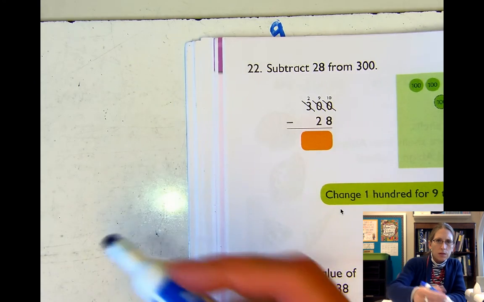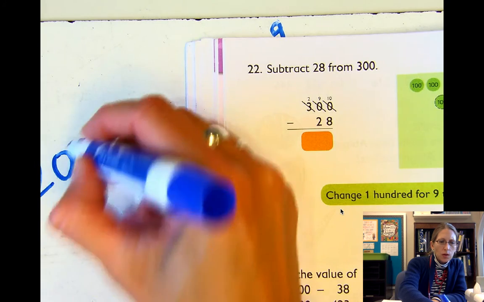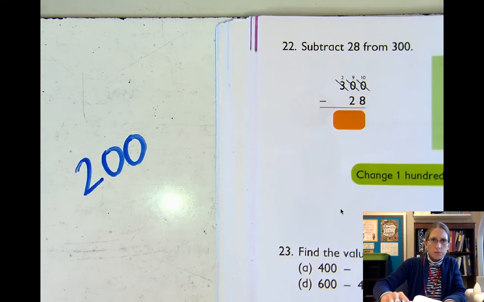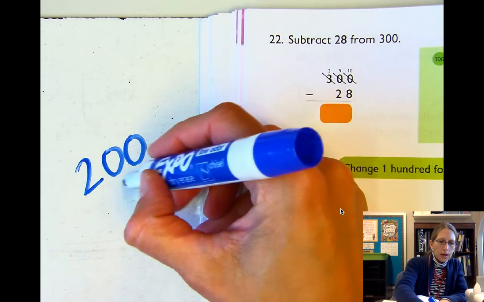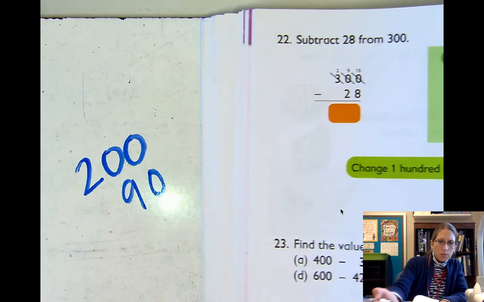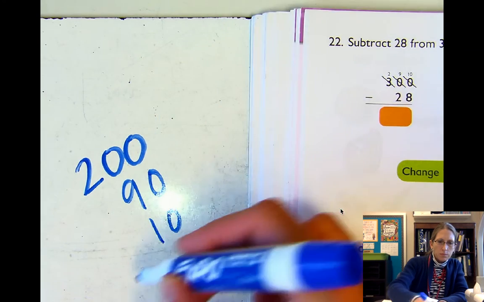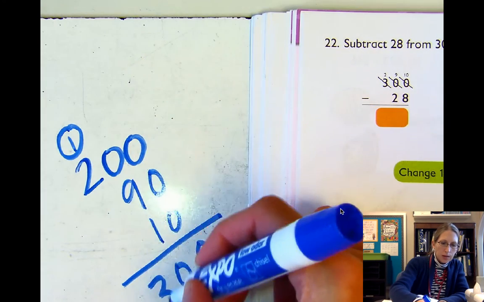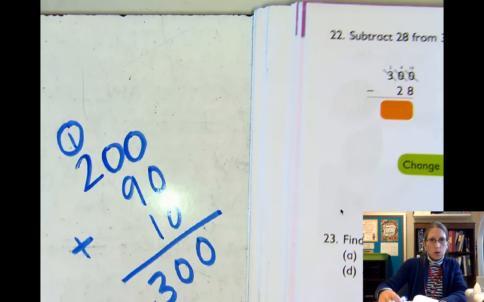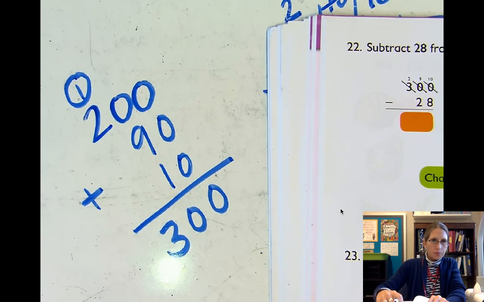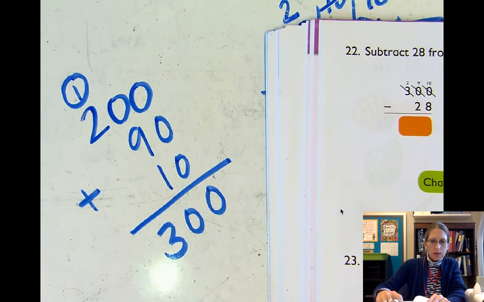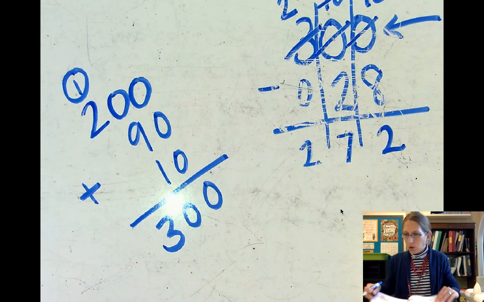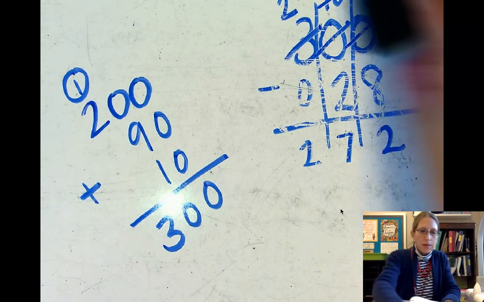Well, let's see. They have 200, oops, 200, 9 tens, plus 10 ones. Oh yeah, look at that. So we still have 300. So they are just renaming this in a different way. But again, I would encourage you to take it one step at a time.